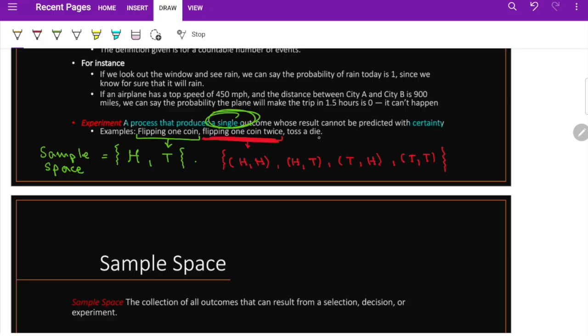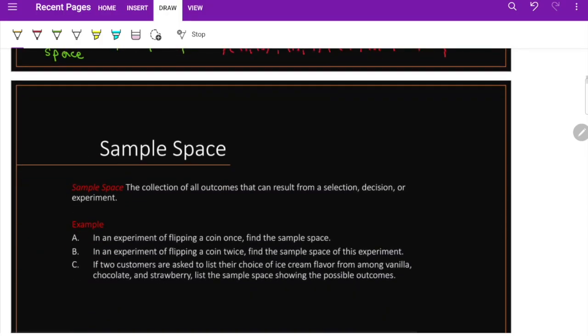The same applies when you toss a die. If you toss the die, this is the experiment, you're going to look at the outcome. Probably you are going to get one, or two, or three, or 4, or 5, or 6. All of these are the outcomes of doing a single experiment, okay? And as we said, the sample space is the collection of all possible outcomes.